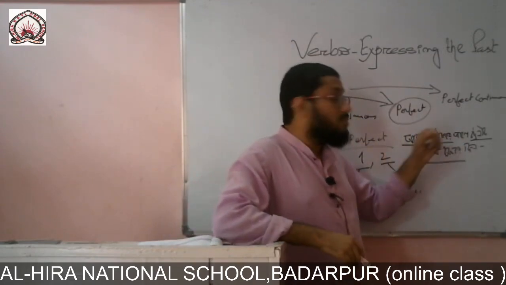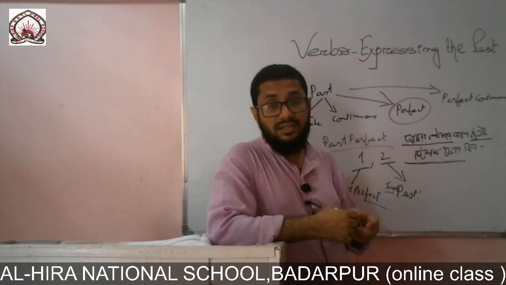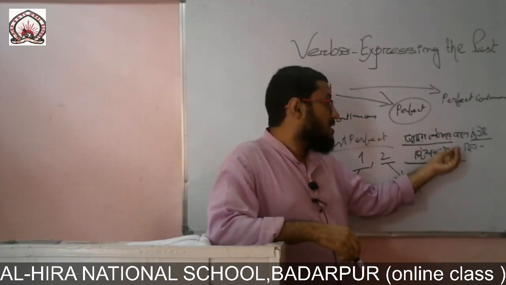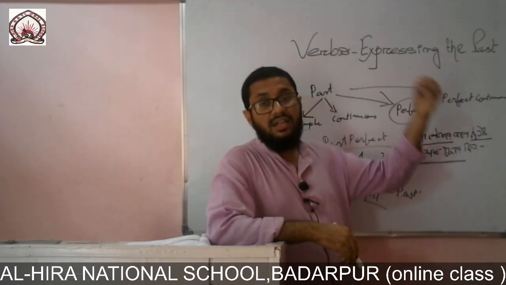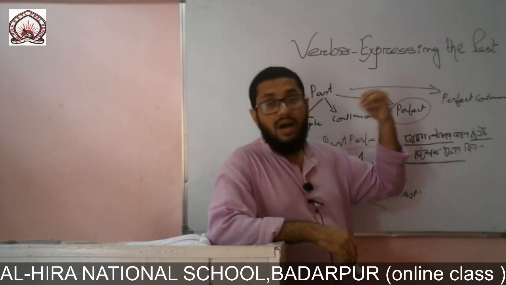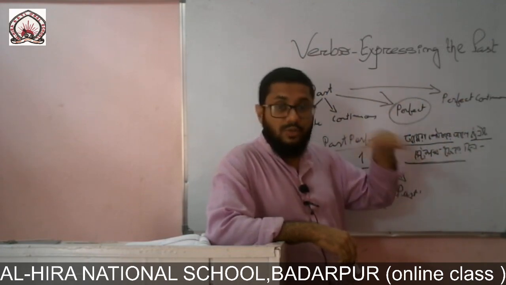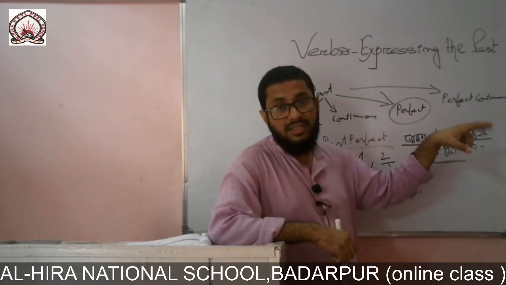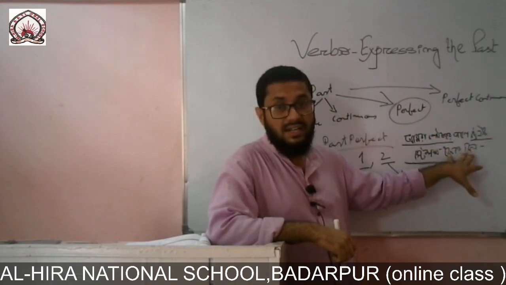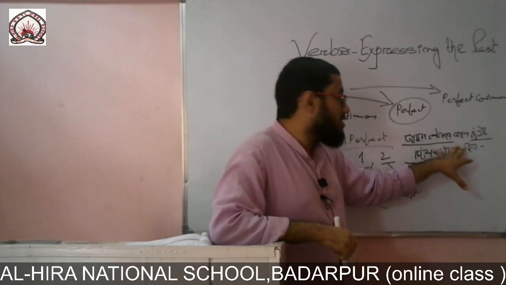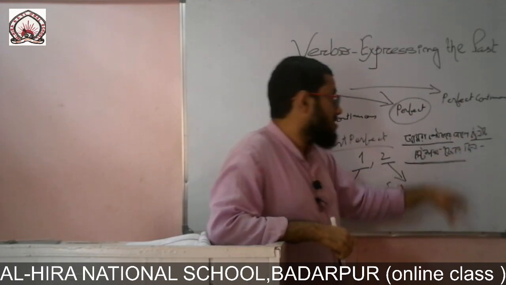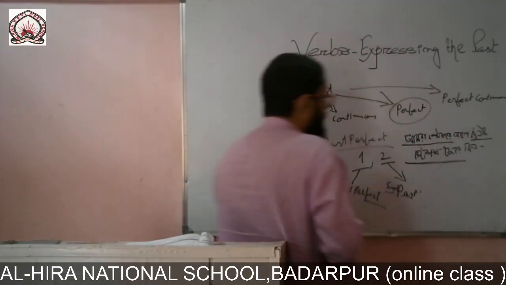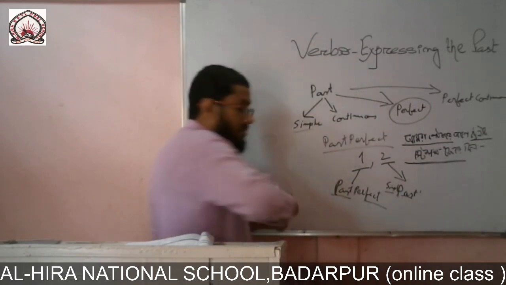So two actions took place in the past. One is the train leaving the station, another is our reaching. Which one took place earlier? Definitely the train left earlier. That means this one took place earlier. So for this we have to use past perfect tense. And what is the formation of past perfect tense? I am rubbing this thing.